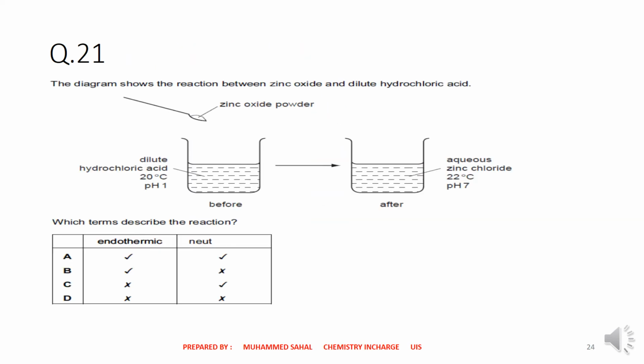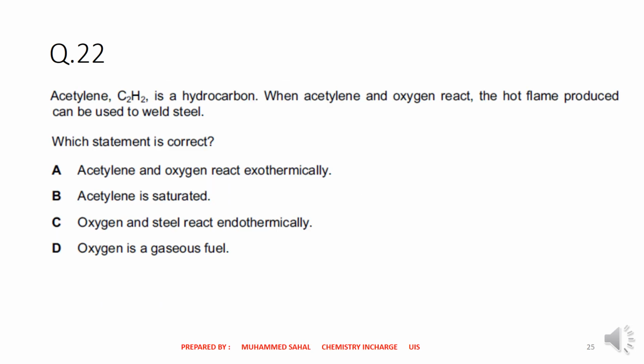Number 21. The diagram shows the reaction between zinc oxide and dilute hydrochloric acid. Which terms describe the reaction? Endothermic and neutralization. Second column, neutralization. Answer C. Acetylene is a hydrocarbon. When acetylene and oxygen react, the hot flame produced can be used to weld steel. Which statement is correct?